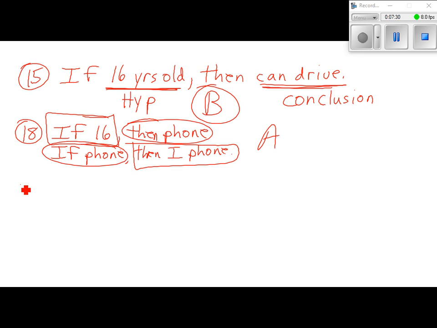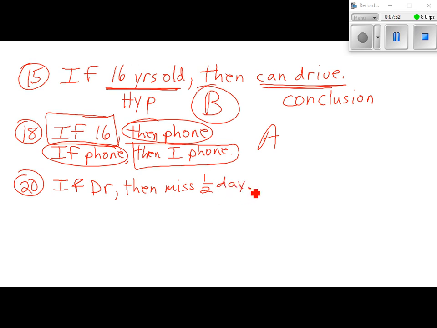Number 20. 20 says, if you have a doctor's appointment, then you will miss half day of school. So I'm just going to write it this way. If doctor, then miss half day.